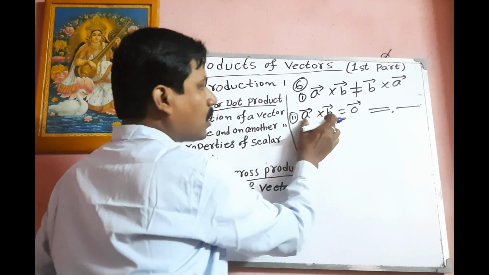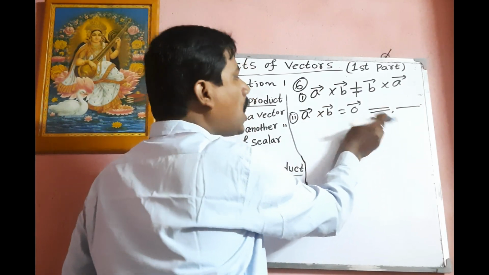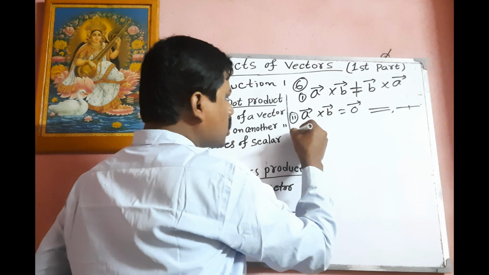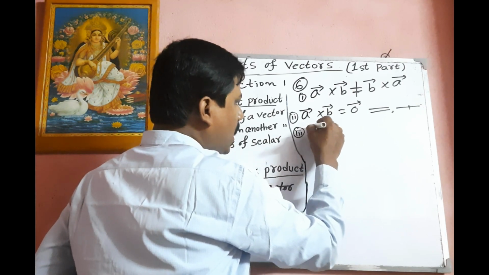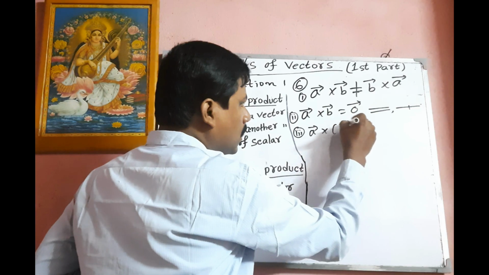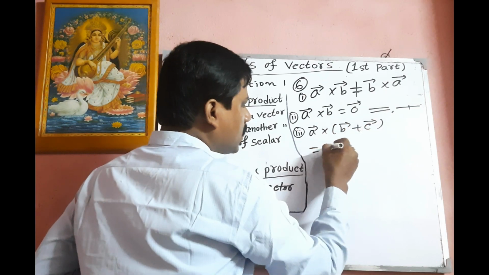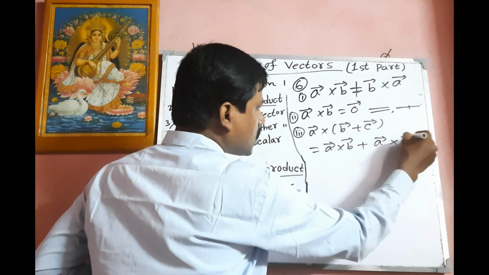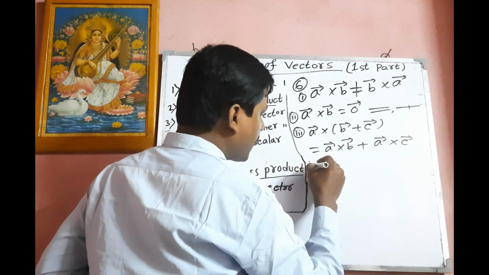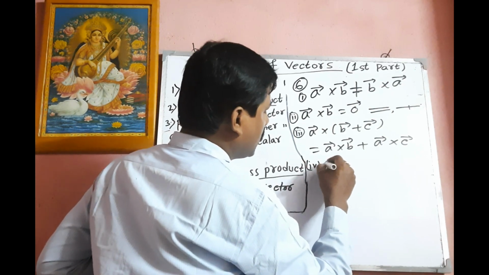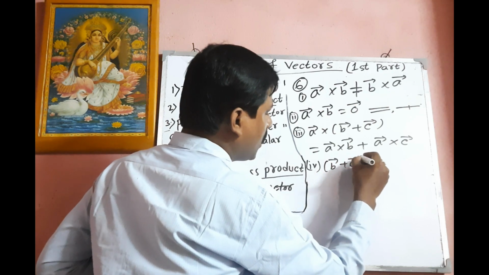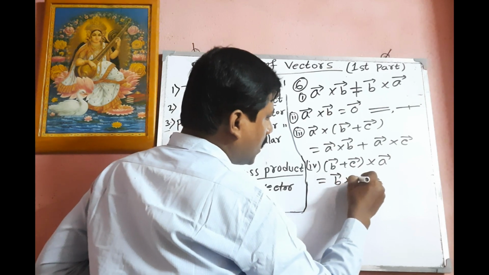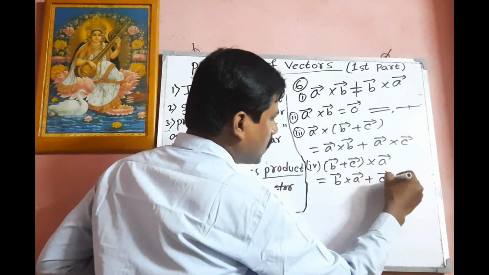So these two vectors, A vector and B vector, may be parallel to each other, or A vector and B vector are in the same line. Now the next part: A cross B plus C vector gives A cross B plus A cross C, and similarly B plus C cross product with A gives B cross A plus C cross A.